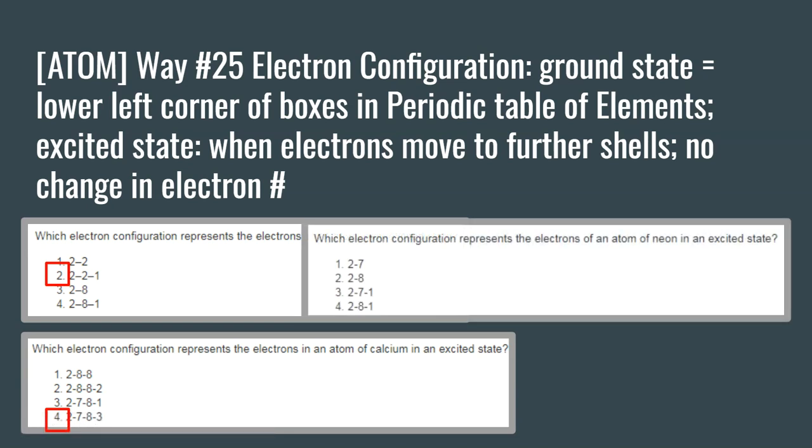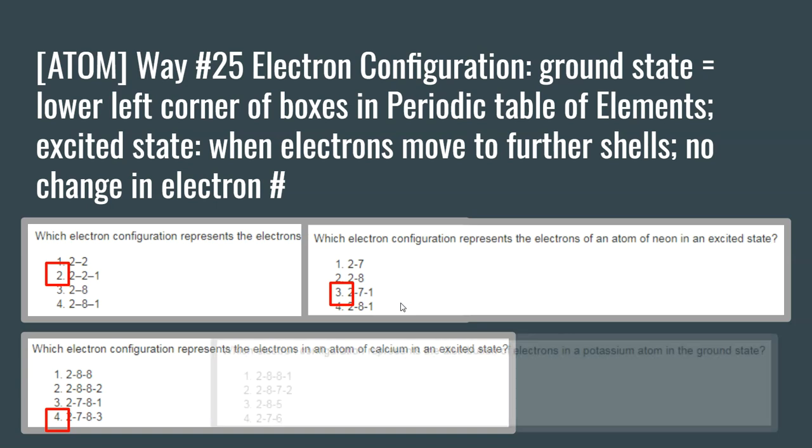Which electron configuration represents the electrons of an atom of neon in an excited state? Once again, you need to look up neon on the periodic table and find out its ground state configuration before you decide what the excited state would look like. Neon has an electron configuration of 2-8. So to show excitement of electrons, we simply move an electron in the second energy level to the third. Therefore, answer choice 3 is correct.